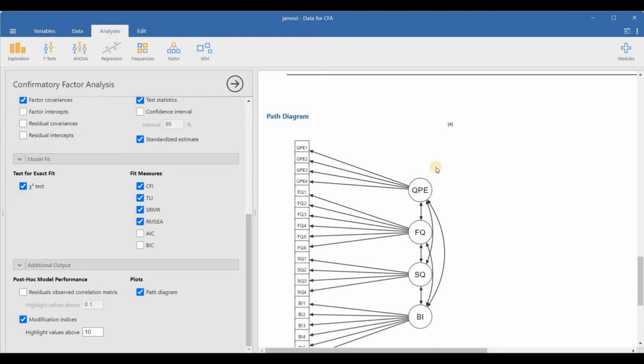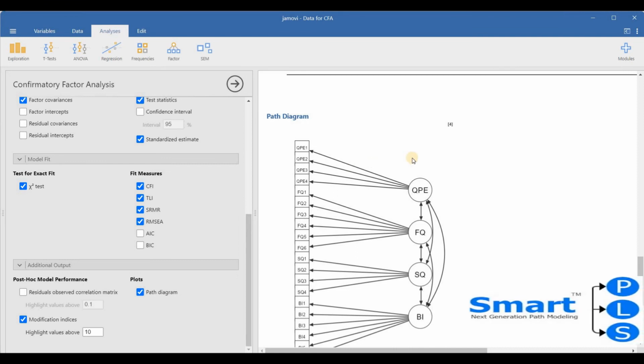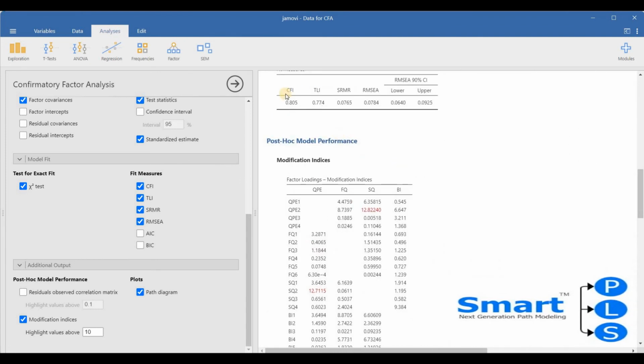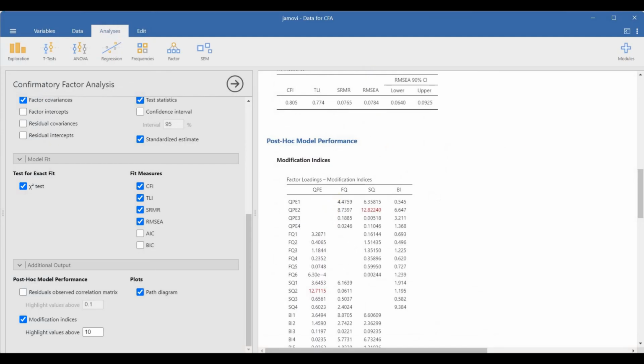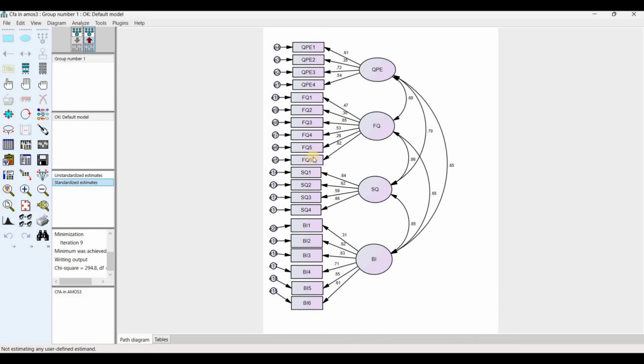Another thing is why we are not using SmartPLS here: SmartPLS does not provide goodness-of-fit indices, like the several indices available here: CFI, TLI, SRMR. These types of things you will not get in SmartPLS, because SmartPLS is a non-parametric software, so it will not produce any goodness-of-fit indices. That's the reason why I selected AMOS, where we have compared the results of Jamovi with AMOS.